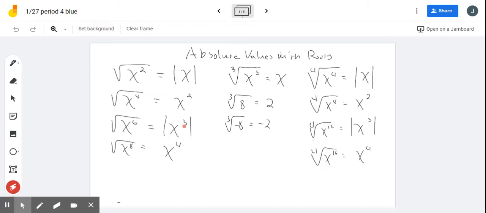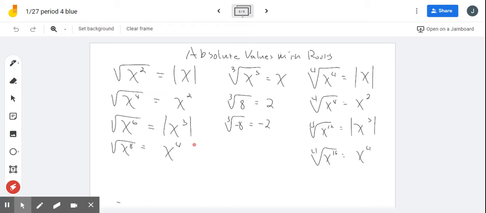Since it's an odd power, and something times something times something, a negative times a negative times a negative could be negative, we need to ensure the principal root by putting absolute values around there. The square root of x to the eighth would be x to the fourth, and since that's an even power, we don't need absolute values there. So when we're taking a square root, if the root is to an odd power, we need absolute values. If the root is to an even power, we don't.